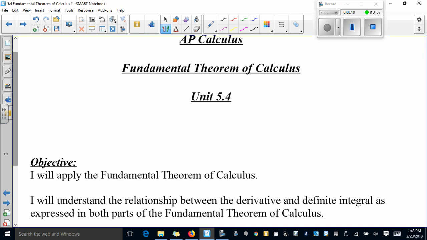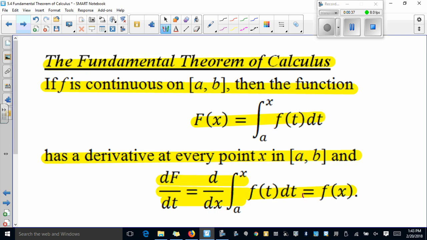So the fundamental theorem of calculus goes like this. If f is continuous on the closed interval a to b, then the function F of x equals the integral of a to x of f of t dt has a derivative at every point x in the interval, and the derivative of the antiderivative would be d dx. Notice that the derivative of the integral of f of t dt is just f of x.